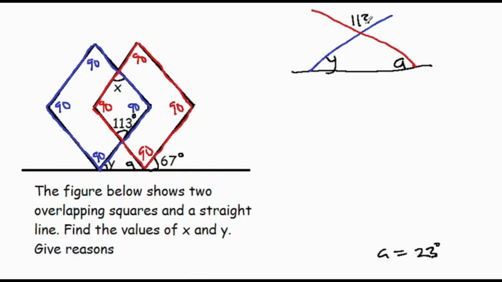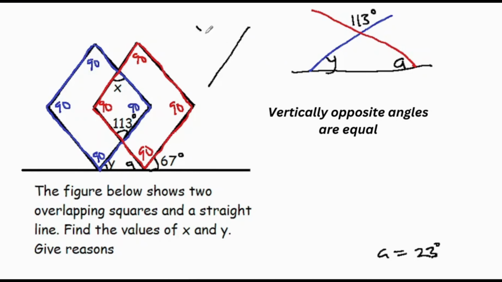Alright, 113 degrees. Let me quickly introduce us to vertically opposite angles. If you have two lines intersecting at a point, and here is theta, automatically this is also theta, because vertically opposite angles are equal. If this is alpha, this is also going to be alpha. So here is 113, so this is also going to be 113, because vertically opposite angles are equal.